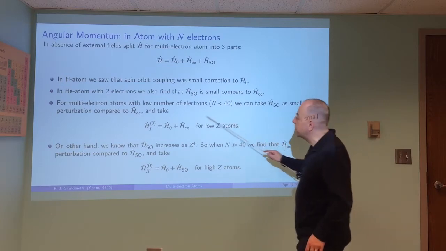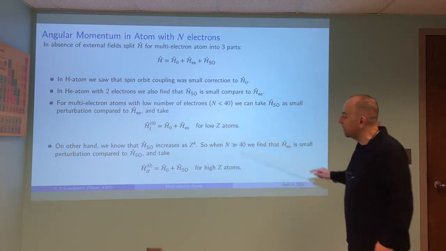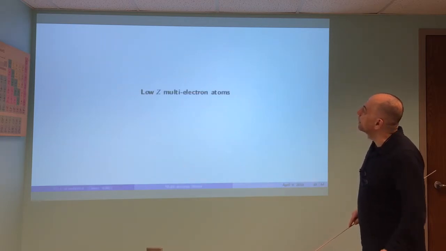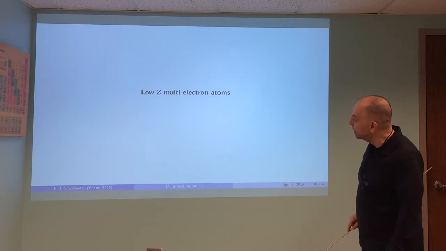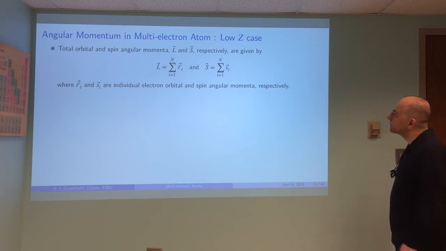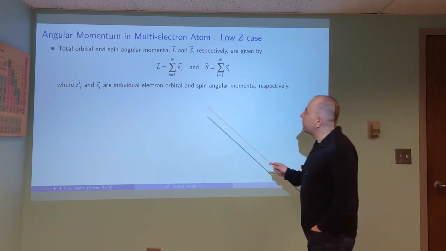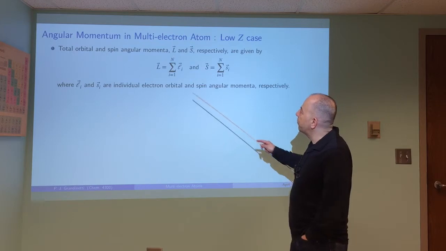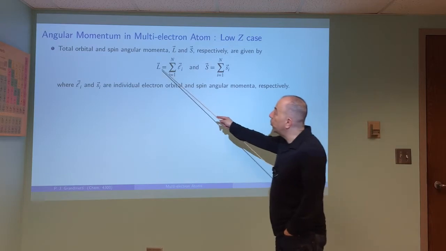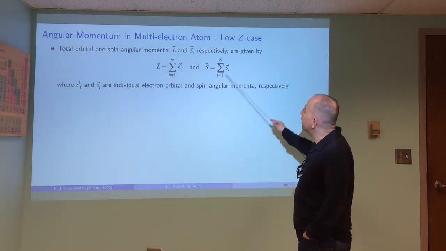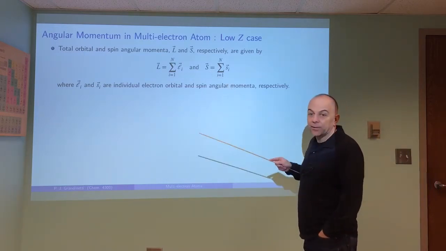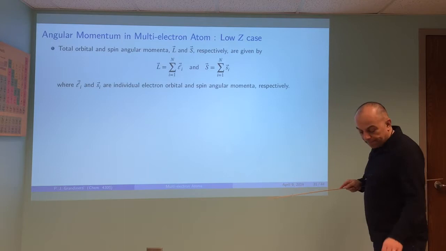What I'm going to do is focus mainly on the low Z case, and we'll touch on the other case very briefly later on. So we're going to look at low Z multi-electron atoms, by which I mean Z of 40 or less. In this case, it's very convenient to first add up all the individual electron orbital angular momenta to make a total orbital angular momentum, L. And then we add up all the individual electron spin angular momenta to make a total spin angular momentum, capital S.